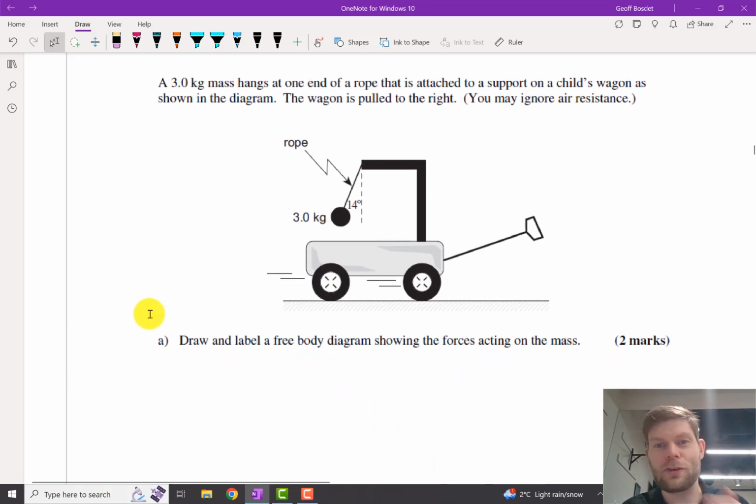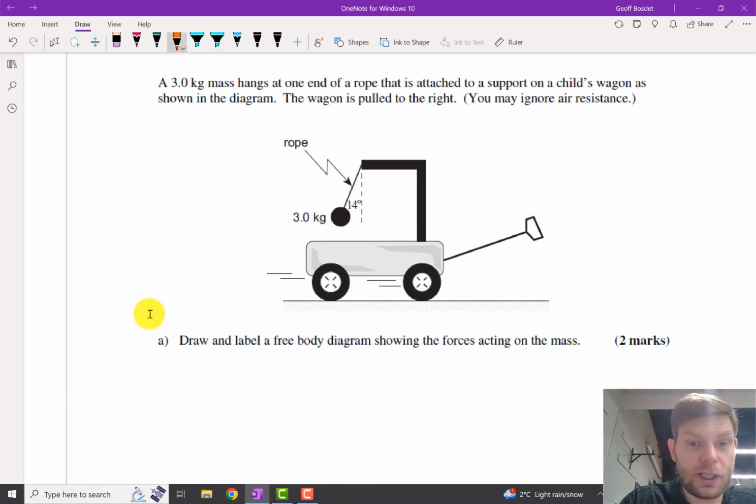Next guy, this one's kind of a fun one. Free body diagram is kind of the key. If you're looking at this, we're just looking at the ball here. Ignore the rest of it. The ball has tension on it. Maybe I'll draw it more like that, where this is like 14 degrees. And it's got gravity. That's it.